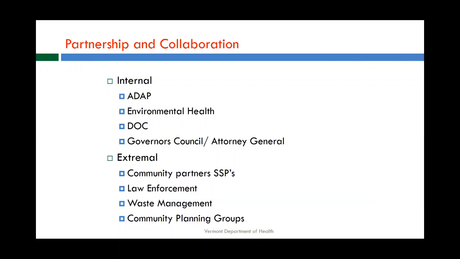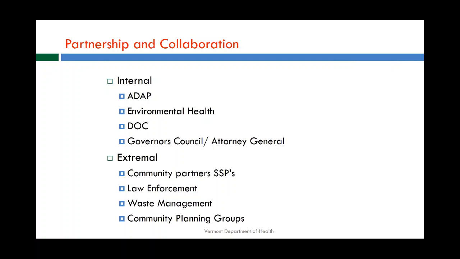We need to have internal partnership. Again, this work could not happen without partnership. It can't just be HIV, STD, and hepatitis C leading the way, maybe leading, but it needs to be done in tandem with other stakeholders, both within state government and in the community. Internally here at the Vermont Department of Health, we have worked intensively with our Alcohol and Drug Abuse Programs, Environmental Health, Department of Corrections, and our Governor's Council and Attorney General. Again, engaging these stakeholders has been critical in terms of the legality of these operations, but also in leveraging entry points for consumers to have access to syringe service programs.